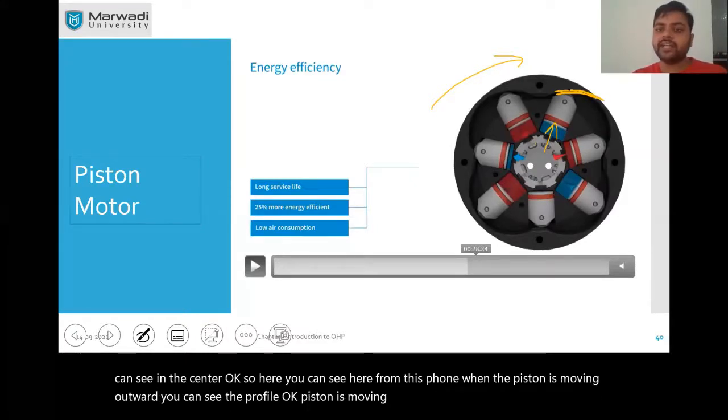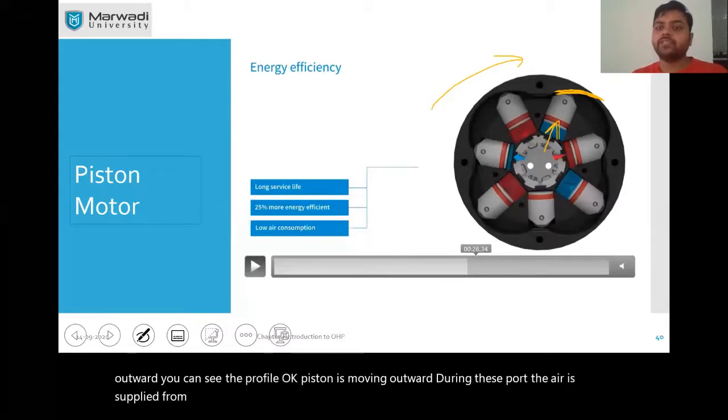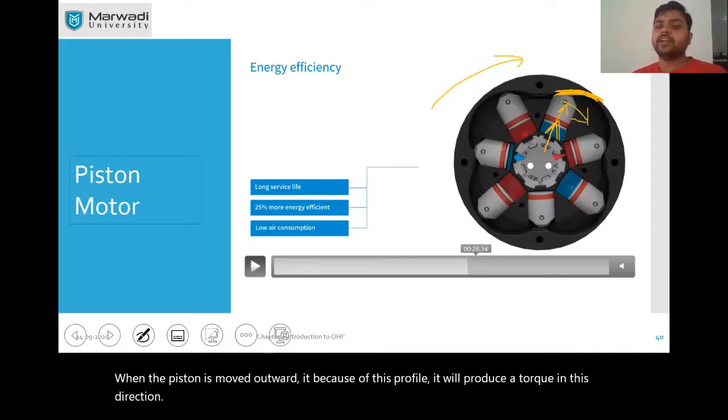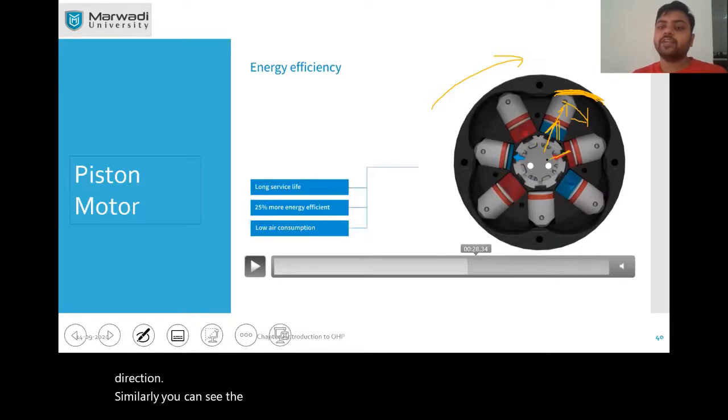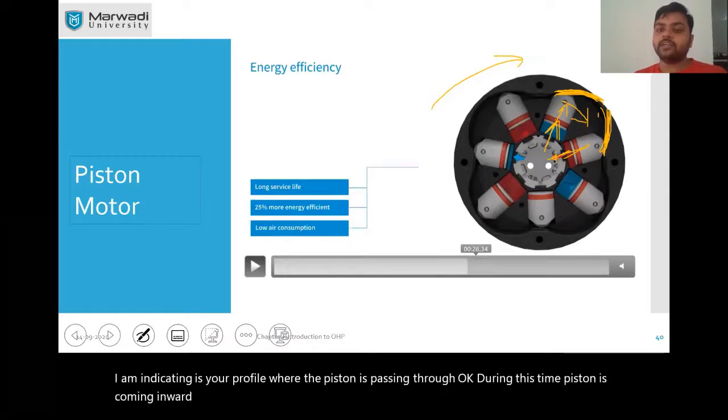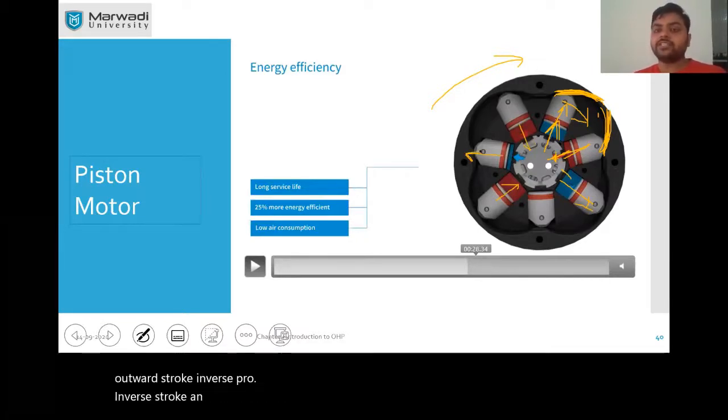During this port, the air is supplied from the bottom, and because of this, the piston is moved outward. When the piston is moved outward, because of this profile, it will produce a torque in this direction. Similarly, you can see the arrow over here. When the piston is coming inward, these lines I am indicating are the profile the piston is passing through. During this time the piston is coming inward, and it is subjected to the exhaust port. Similarly, it is outward stroke, inward stroke, and outward stroke. So we have multiple pistons at one time which are producing the rotary movement.